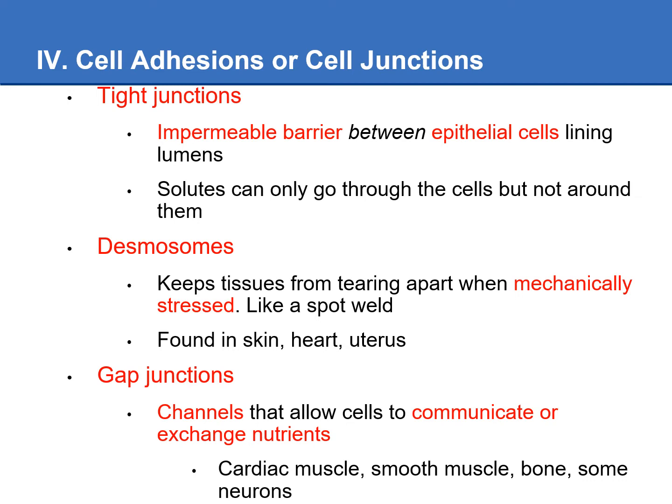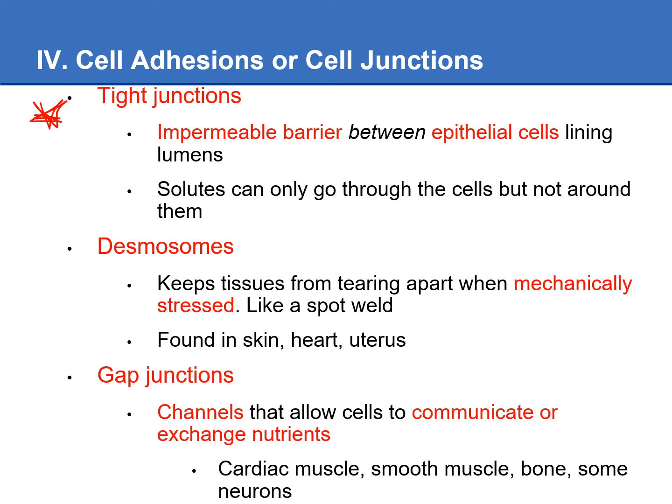We have tight junctions, and they are going to be found between epithelial cells that line lumens or between skin cells, and they're going to create an impermeable barrier between those epithelial cells. And that prevents things from moving in between those epithelial cells. So if something wants to get beyond that epithelial barrier, it has to go through the epithelial cell to get to the other side. It can't go in between those cells.